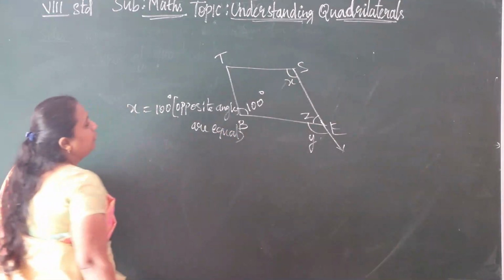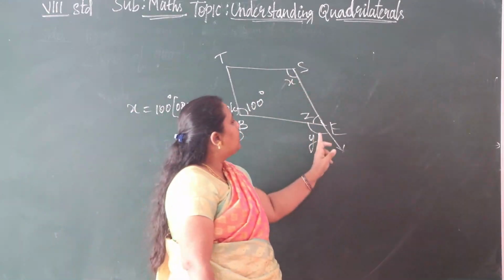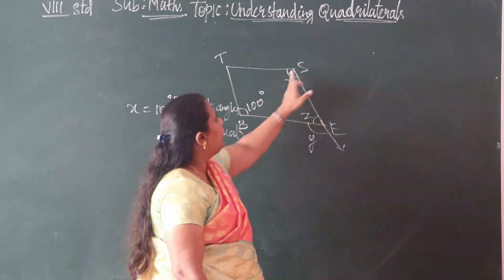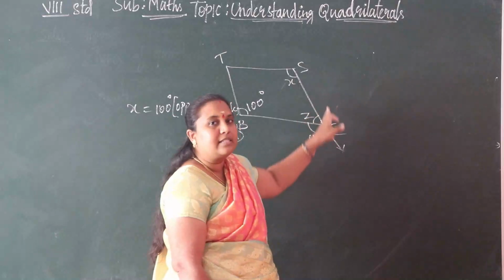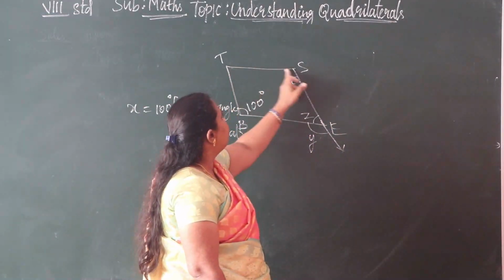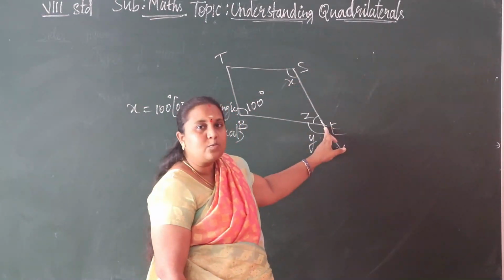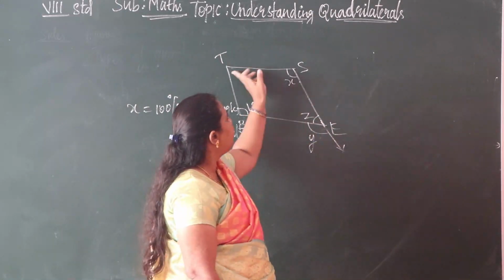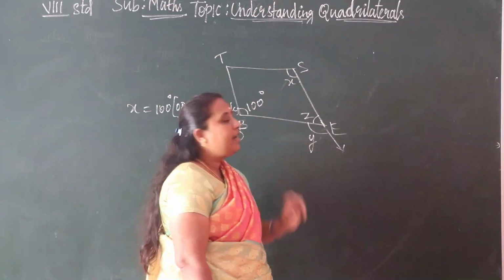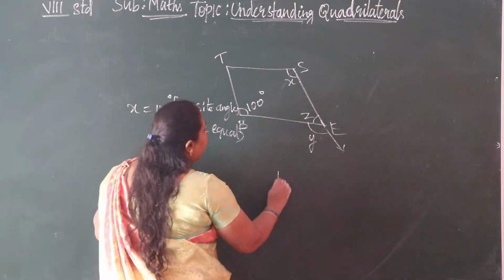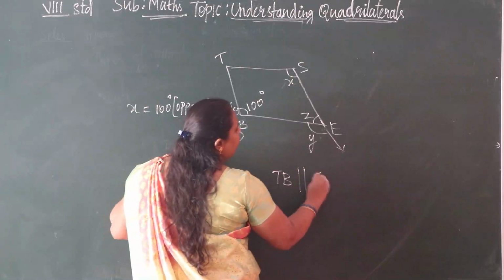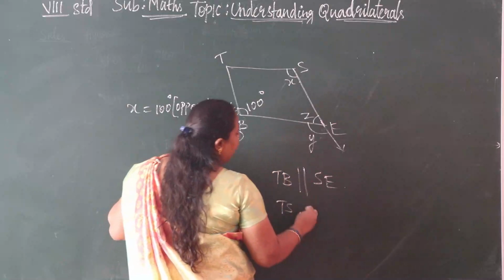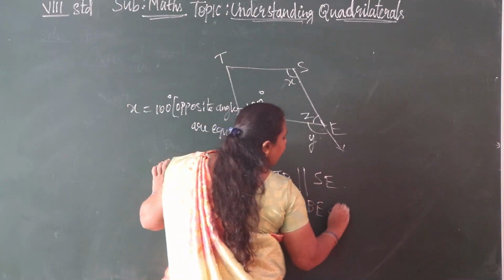And then we have to write angle x equals angle y. Why? Because these two sides are parallel, and this is the transversal of the parallel lines. See, TS and BE are transversals. TB is parallel to SE, and TS and BE are transversals.